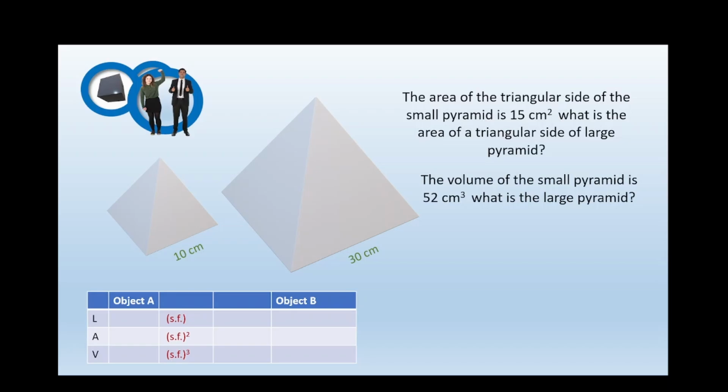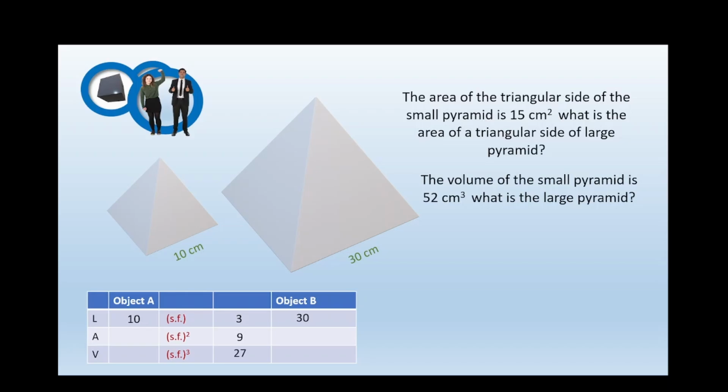Okay, welcome back. So the first thing I'm going to do is put these numbers into my table and work out the scale factor. And how do I get from 10 to 30? Well, I multiply it by 3. And then without any hesitation, I square it and I cube it and I get those numbers.